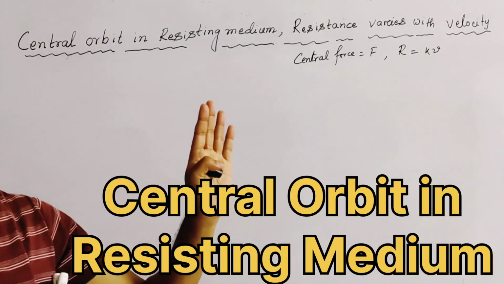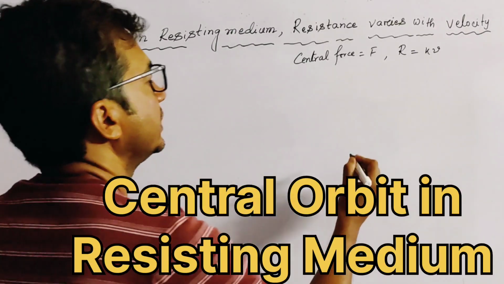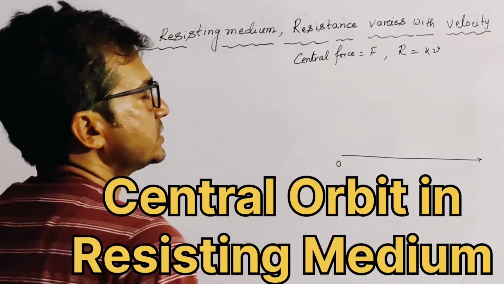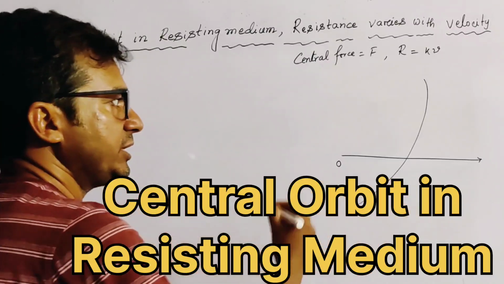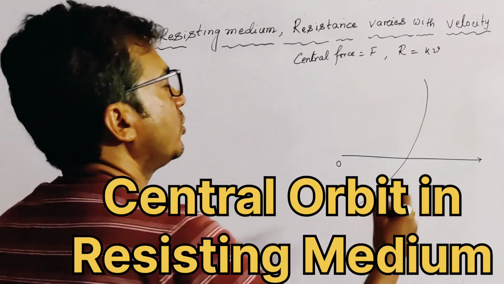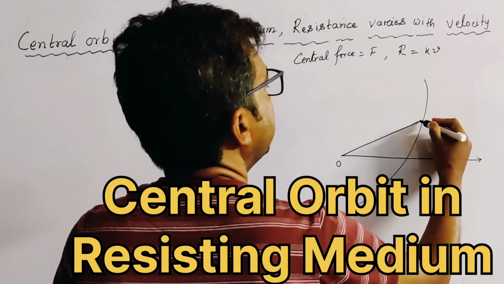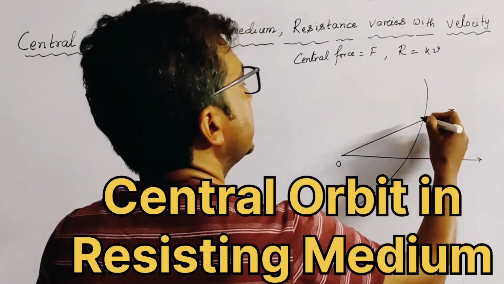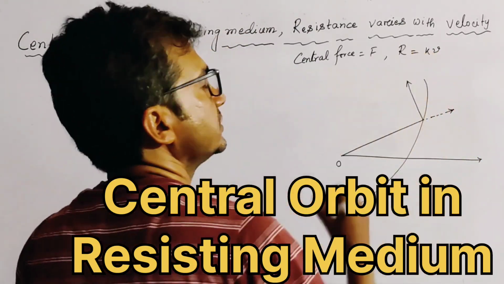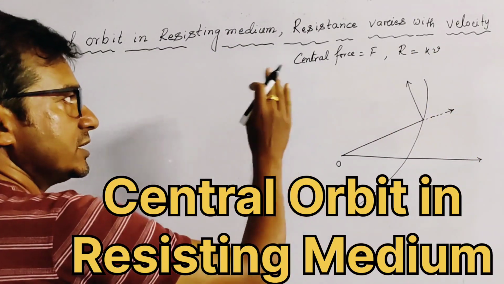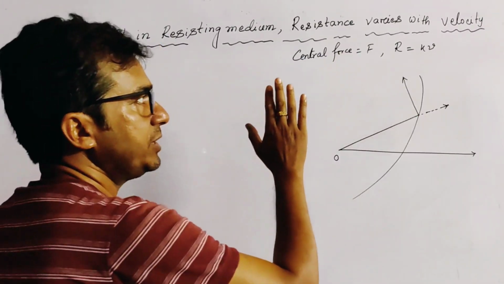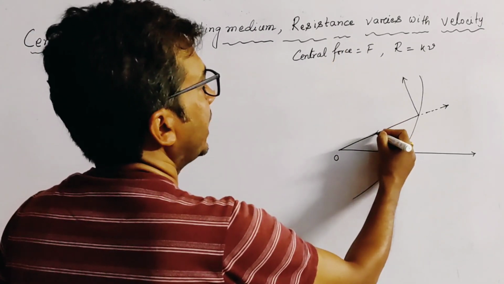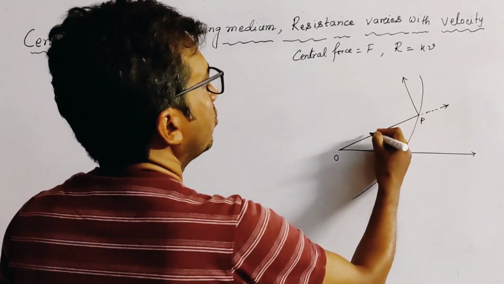Now we draw a rough sketch of the orbit. Let this be the initial line and this be the pole, and let this be the central orbit, with the particle at any time t at point P. This is the radial direction and this is the cross radial direction. In a central orbit, there is no resistance force, only central force. It acts along the line PO.